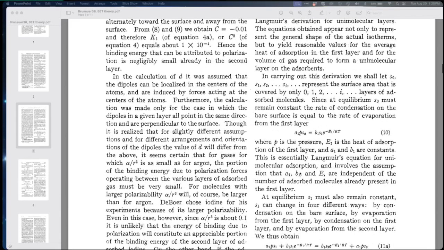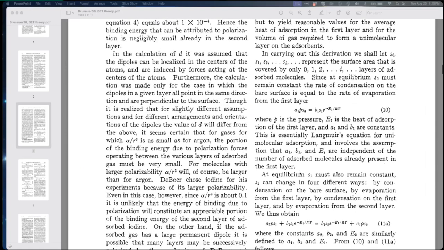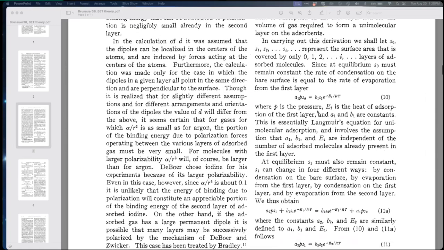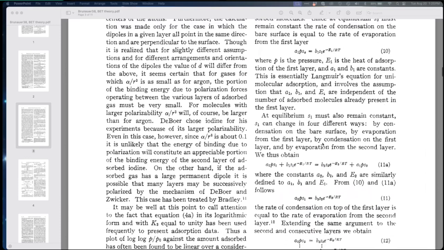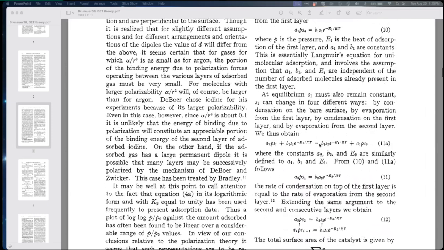Okay. And now it defines things. It's really helpful. I know what the pressure is, the heat of absorption, we have these constants. And then it says, well, now we have this. So this is the second layer. I have another equation. And then we can simplify this.